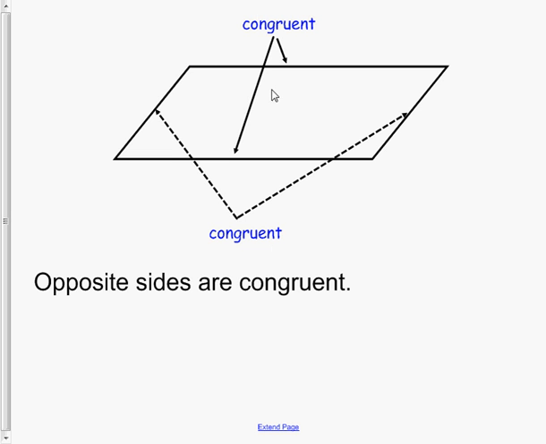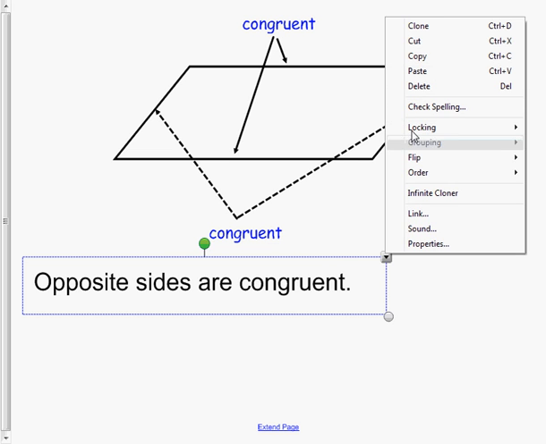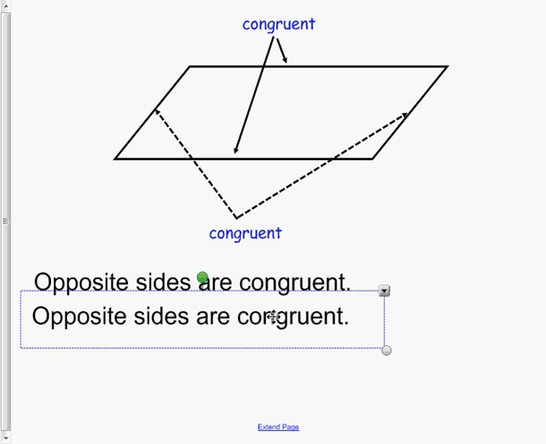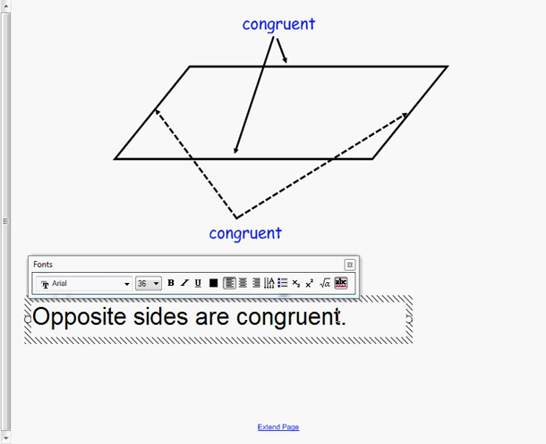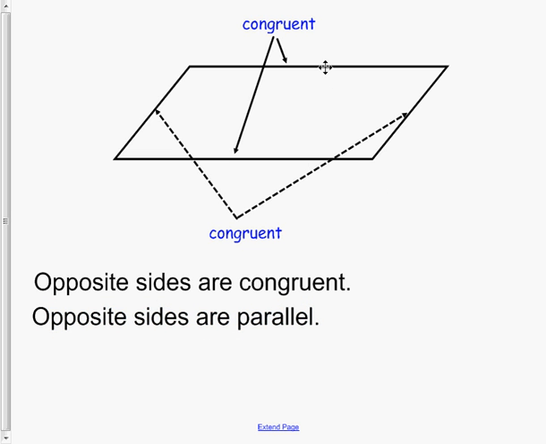And then lastly, it should go without saying, but in a parallelogram, the opposite sides are also parallel. Let's copy this. The opposite sides aren't just congruent, they're also parallel. So this side and this side are parallel, and this side and this side are parallel.